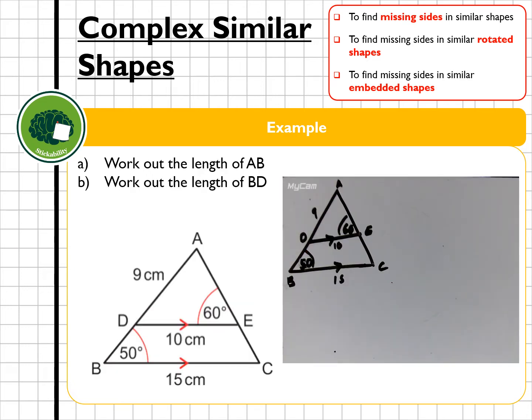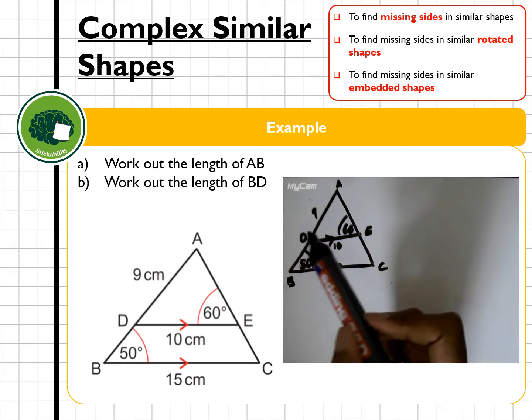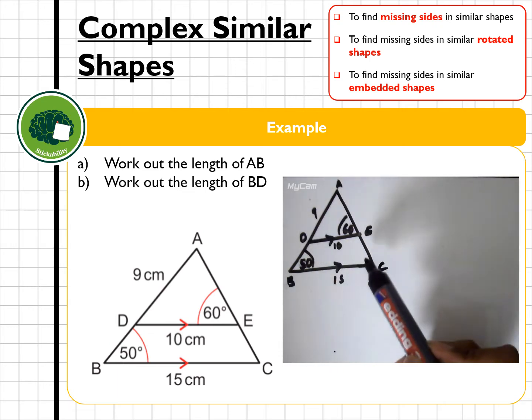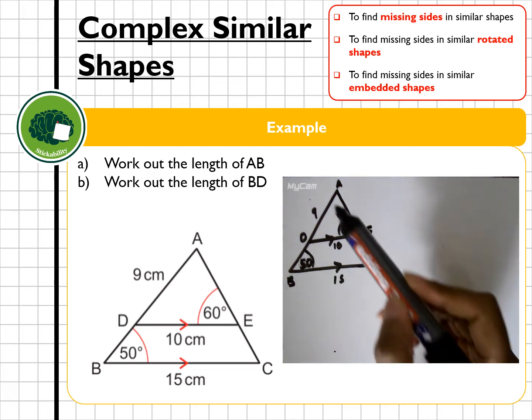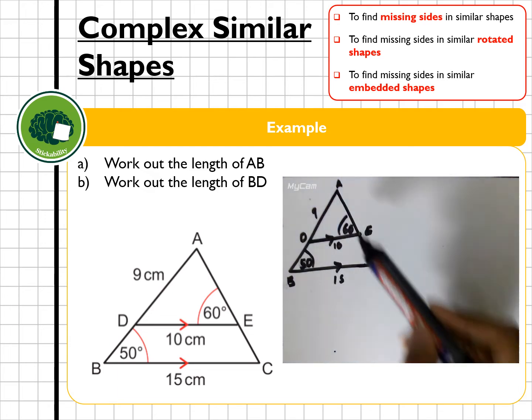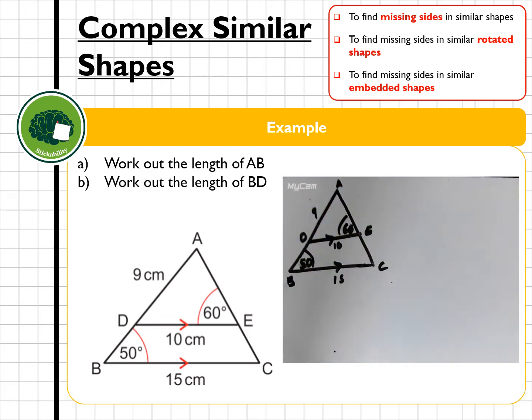This second example is looking at when we have embedded triangles. Now we could prove that these two triangles are similar again, but the corresponding angles this time, because we know that this angle here would be 50, this angle here would be 60, and this angle at the top would be 17. It's a common angle in both triangles. But actually this question just asks us to show what the length of AB is and what the length of BD is.